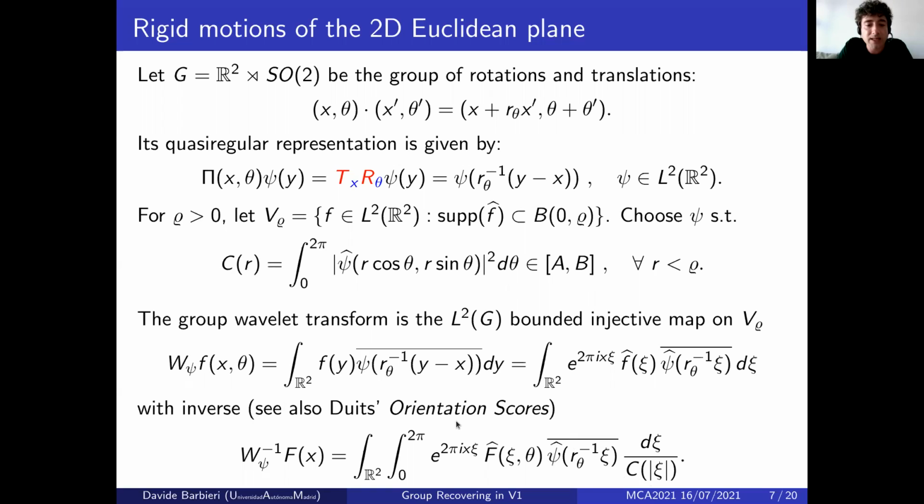And just as I mentioned, one of the pioneers of this kind of analysis for the purpose of image processing is Remco Duits in the Netherlands with his orientation scores, which are just a variation on these schemes. And he has performed a lot of successful image processing on this setting.